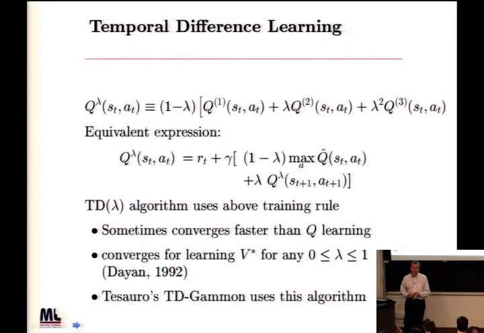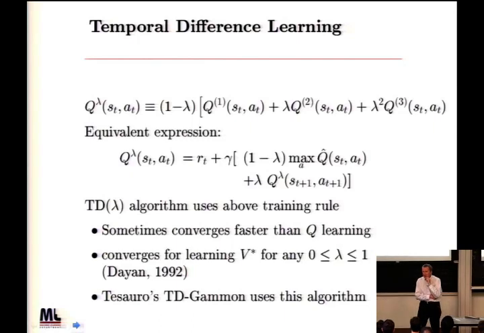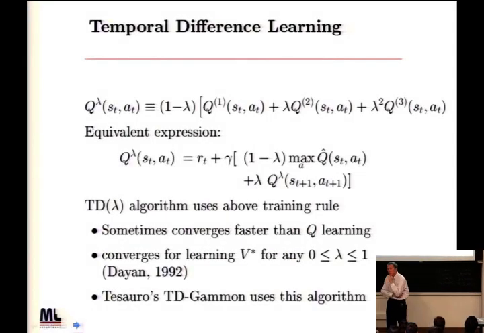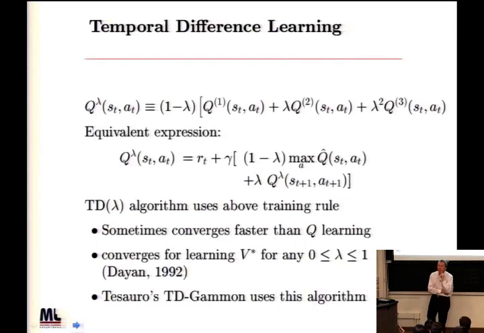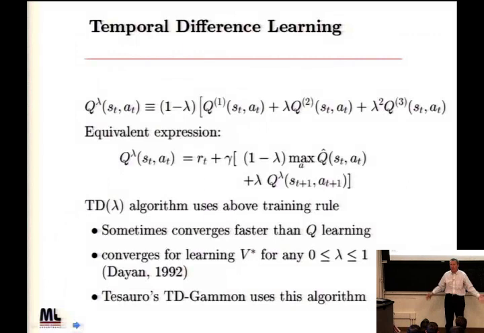Yes? So by doing TD lambda, are we still following the Markov assumption? Good question. So when we do this algorithm, are we still making the Markov assumption? Yes, we are. We're saying that the reward and the next state function depend only on the immediate state and not how we got here.